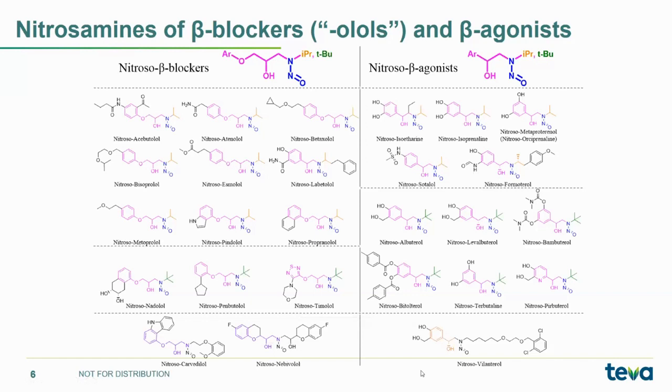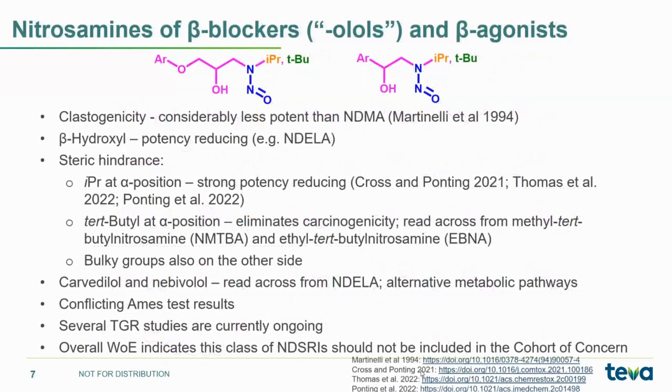But all the rest of them really do have a very common feature where one of the alpha positions is substituted by a very bulky group, either an isopropyl or a tert-butyl group. That's on one side of the nitrosamine. On the other side of the nitrosamine, they all have the beta hydroxy feature, which was mentioned several times both by David and Naomi, as being a deactivating feature. So we have here altogether multiple deactivating features: the bulkiness, the tert-butyl and isopropyl groups, and the beta hydroxy.